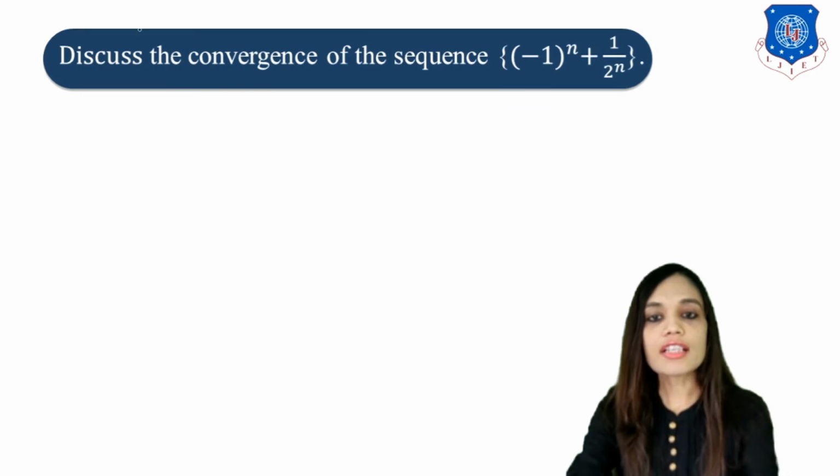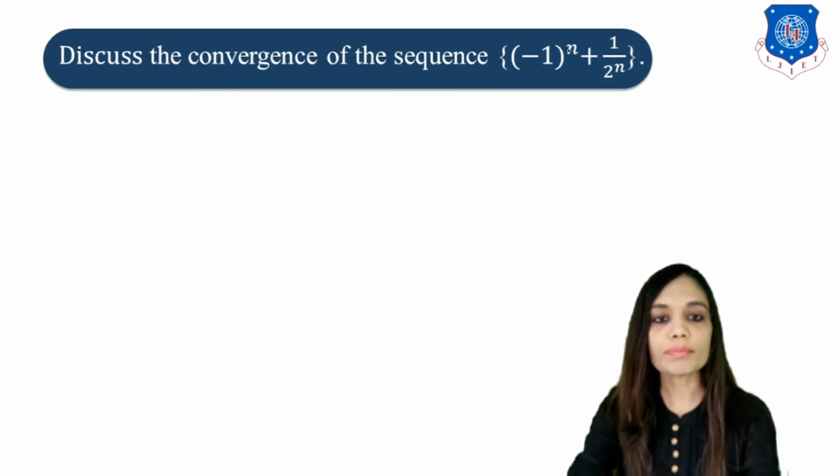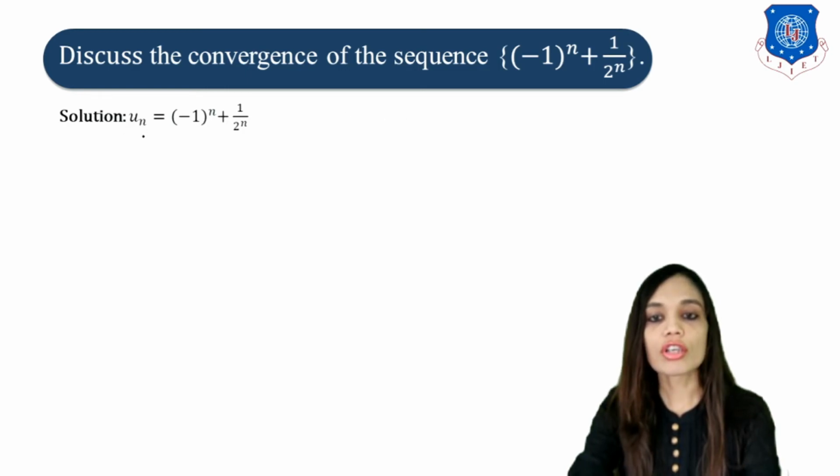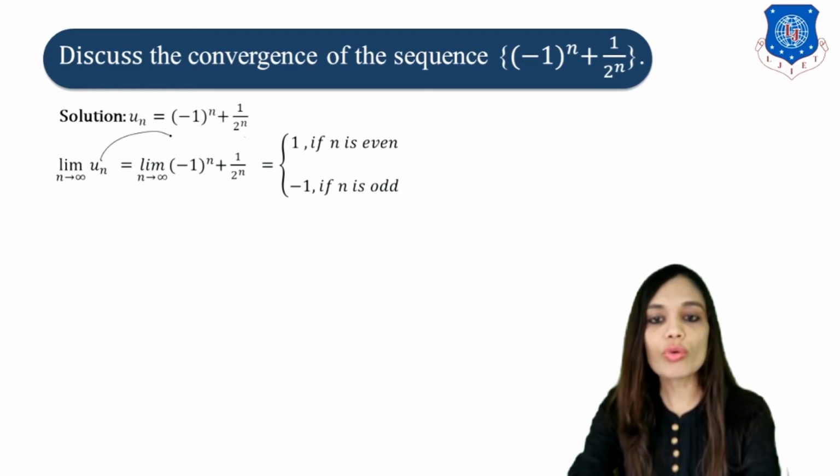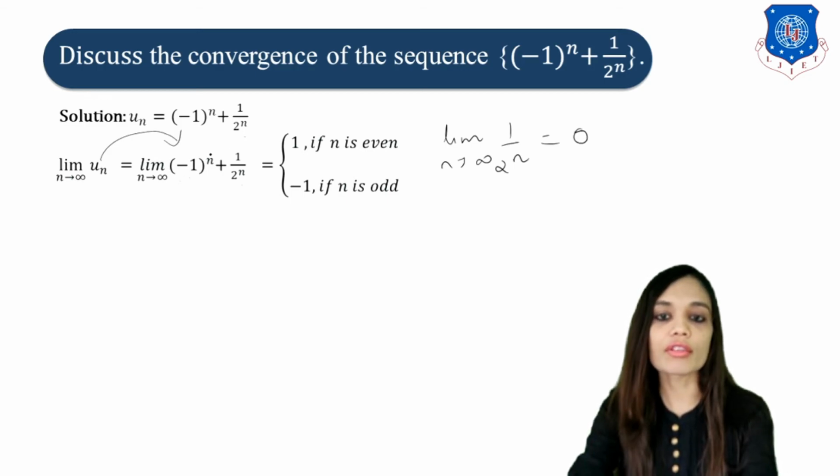Next, let us discuss the convergence of the sequence (-1)^(n+1) upon 2^n. So let us begin with the solution. So here un is equal to (-1)^(n+1) upon 2^n. So let us find the limit of un. Now we know that limit n tends to infinity 1 upon 2^n will be equal to 0. So what will finally remain? (-1)^n.